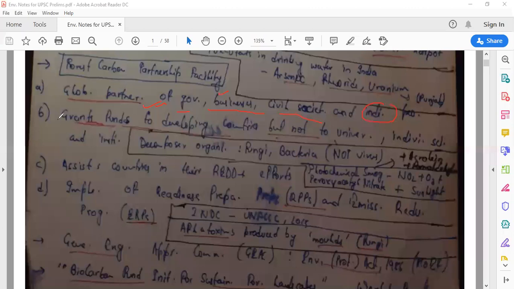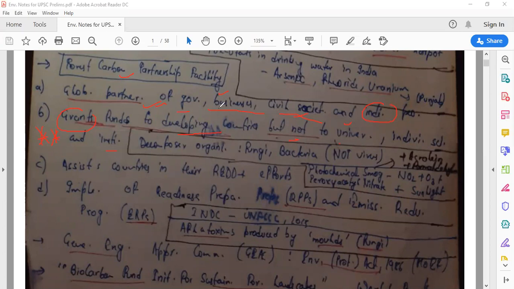What it does is grant funds to developing countries. This is very important. The Forest Carbon Partnership Facility grants funds to developing countries, but not to universities, individuals, society, and institutions. Although it comprises civil society and individual people, when it comes to granting funds, it grants them to individual countries or developing countries, not to universities, individuals, or institutions.